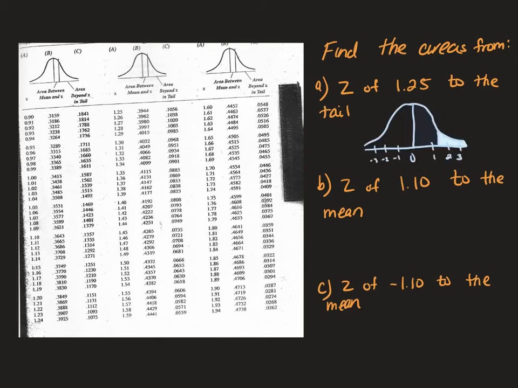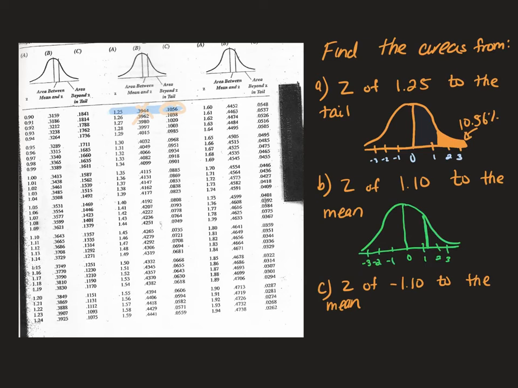Let's start with the first one. I was looking for the area from a z of 1.25 to the tail. So I started by sketching the normal curve, then I drew in the line that corresponded to approximately a 1.25, and then I shaded in that area going from there to the tail. I'm then going to look at my z-score table to find the corresponding z-score of 1.25. Now specifically, I'm looking for the area from here to the tail, not the area to the mean. When I look this up in the table, I see that that corresponding percentage is 10.56%. So my area going from 1.25 to the tail is 10.56%.